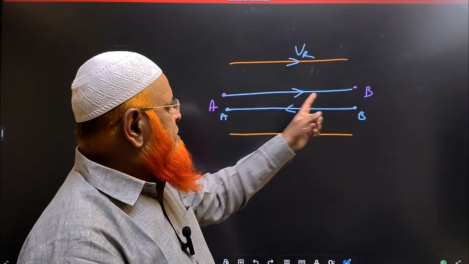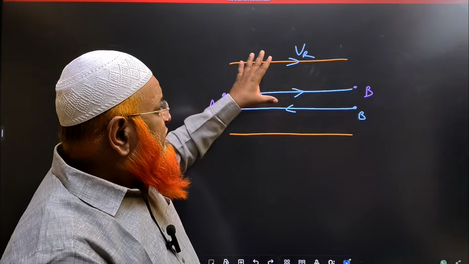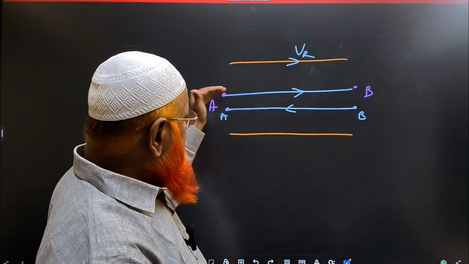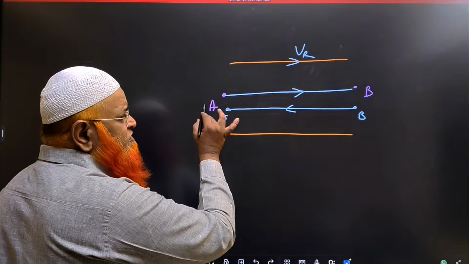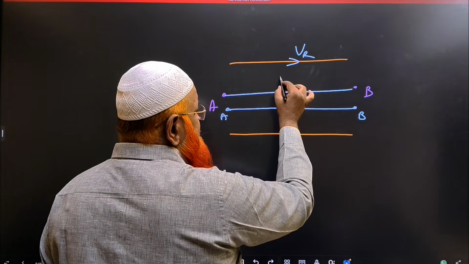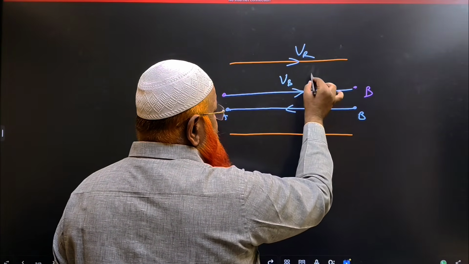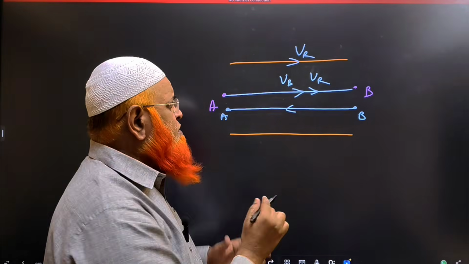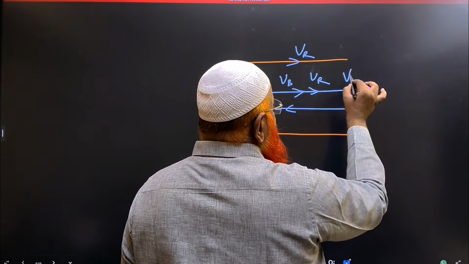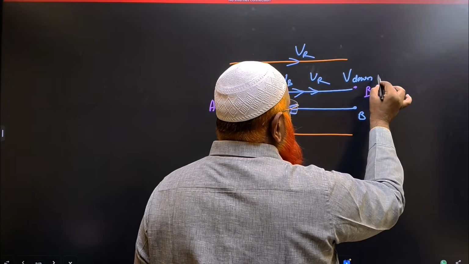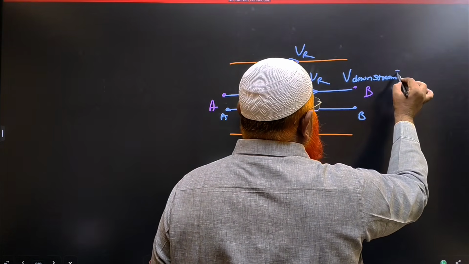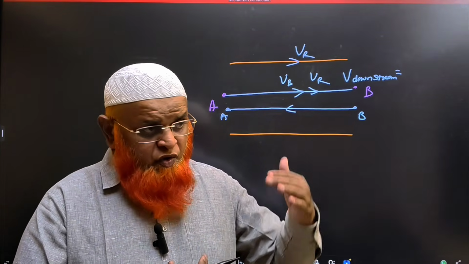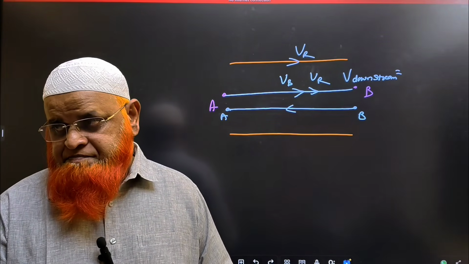Okay, so A to B and B to A, but the river is moving in this direction, and your boat is moving in this direction. So when you are traveling from A to B, if this is the velocity of a boat and this is the velocity of a river, then what happens to the resultant velocity? Resultant velocity in this direction is called downstream. Downstream means when you move along with the water. When you move against the water, it is called upstream.